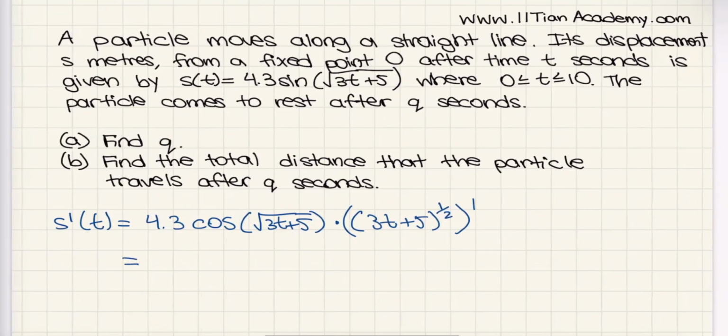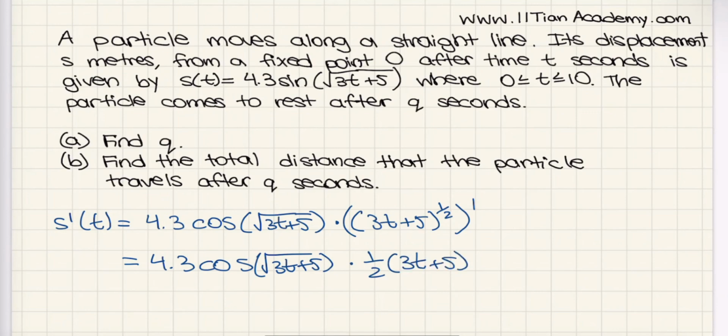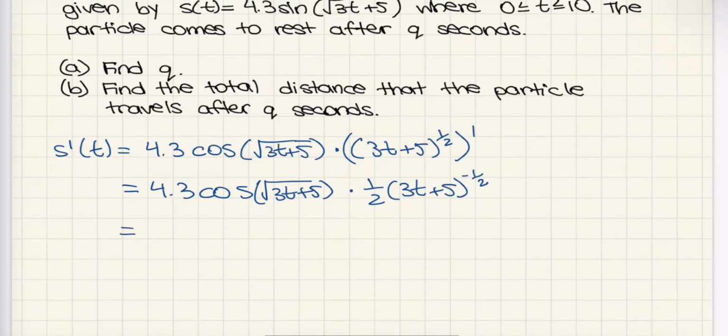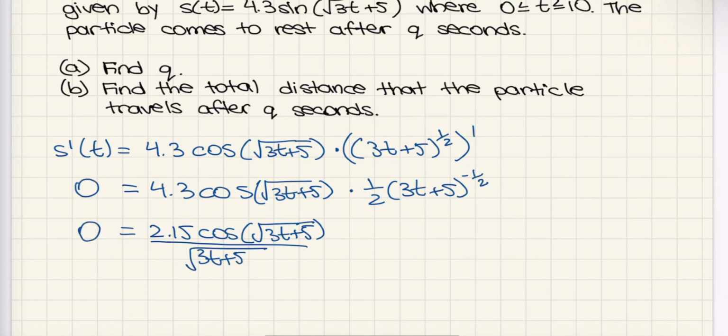Well, I'm just going to rewrite everything else first. That derivative is going to be 1/2 times 3t plus 5 to the negative 1/2. And that is equal to 4.3 over 2, which is 2.15 cosine of root 3t plus 5 all over the square root of 3t plus 5. And also we should set this equal to 0. And then at some point we should swap t for q.